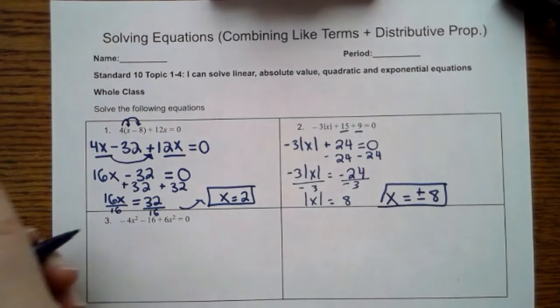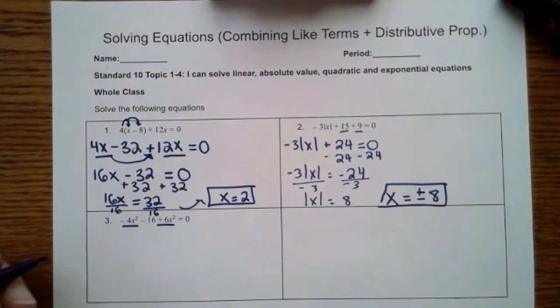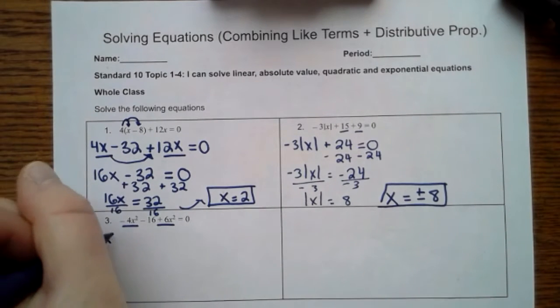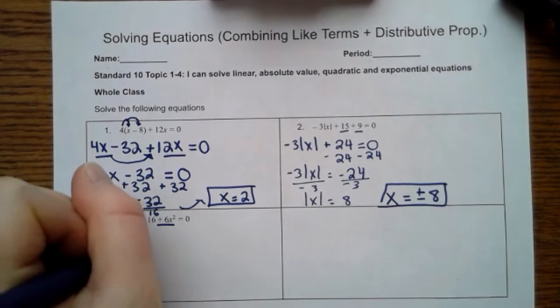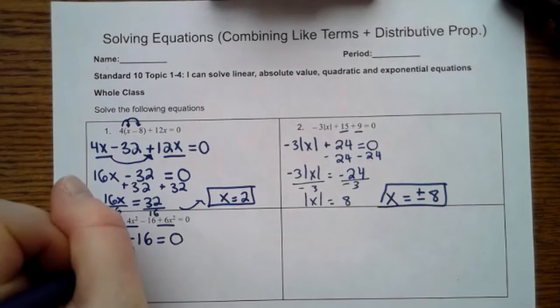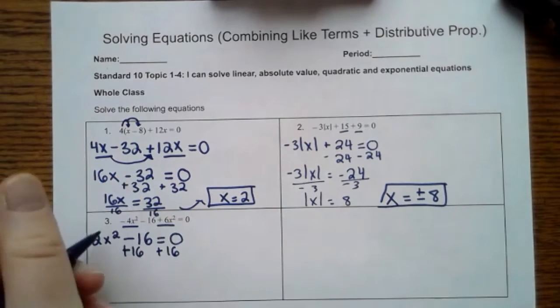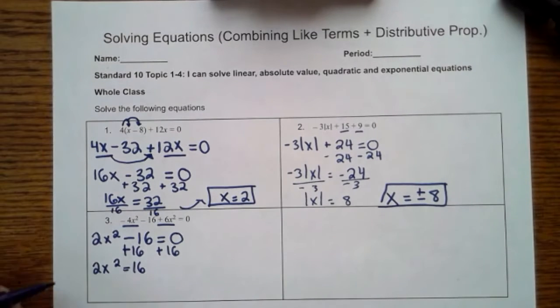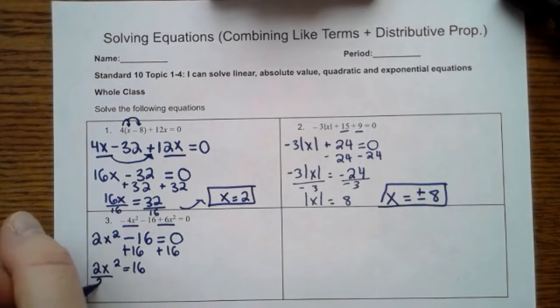Okay, number 3, I see 2 like terms. That's going to be negative 4x squared plus 6x squared, which is positive 2x squared minus 16 equals 0. This is a good place to pause. Okay, I want to get that x squared by itself. So I'm going to start isolating it and add 16 to both sides. 2 times x squared equals 16, so I'm going to divide by 2.